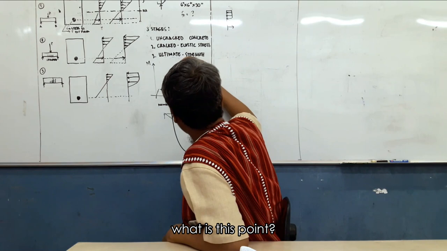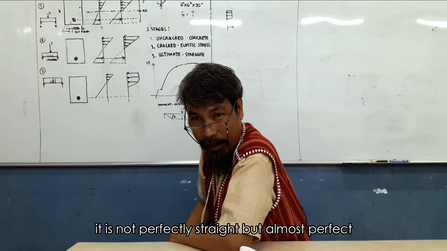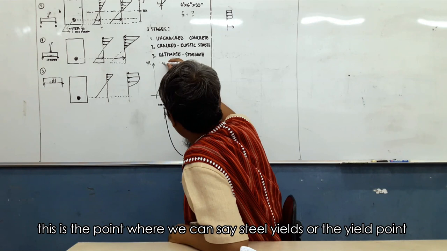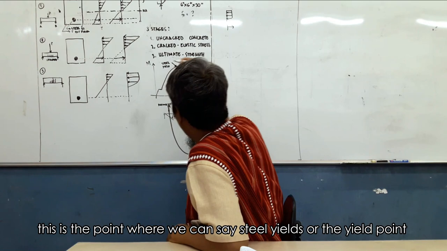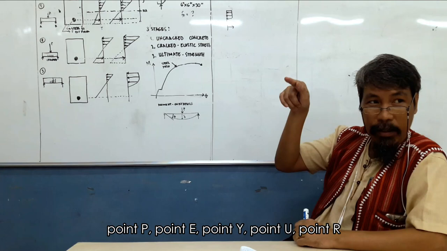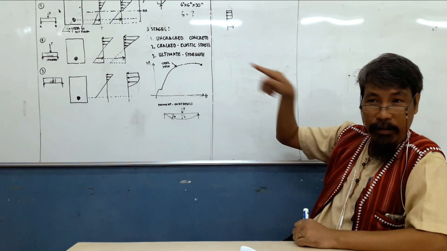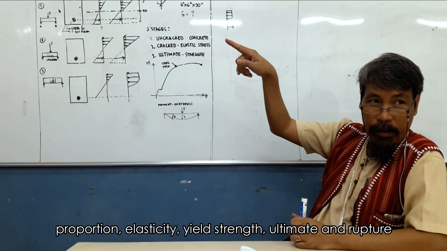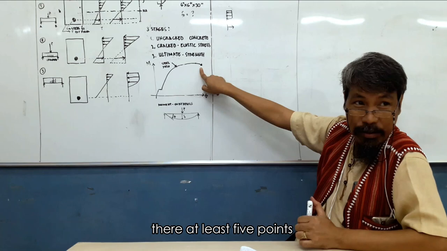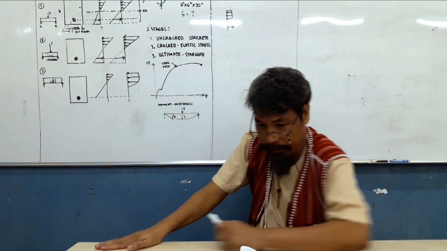So what is this point? Almost a straight line. It is not perfectly straight, but almost perfect. So this is the point. This is the point where we can say state yield or the yield point. Yeah. In your code, I always draw this diagram. P, point P, point E, point Y, point Q, and point R. Right? So, proportion, elasticity, Y is yield, then ultimate, then rupture. So, there are at least 5 points. So, from this point to this point, yield, still yield. Okay. Then going to failure. Huh?